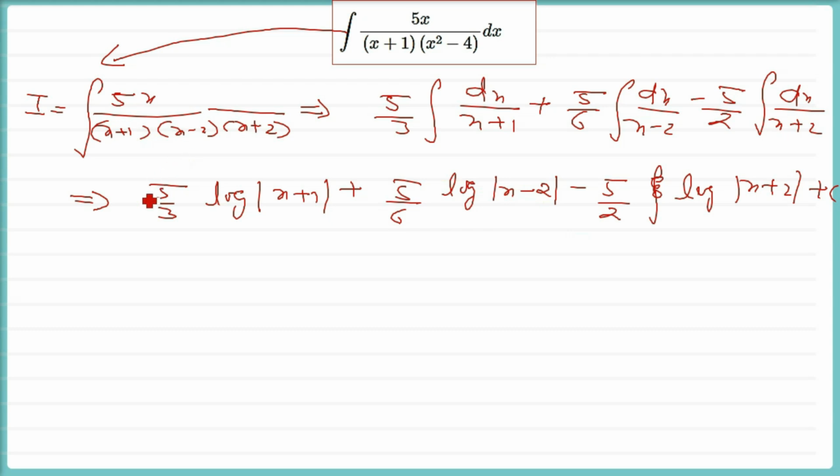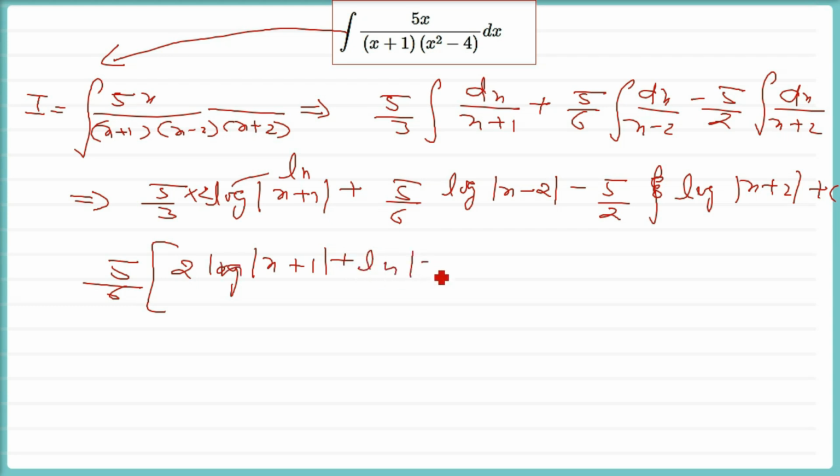Now you can make it easier because you see 5 by 3, 5 by 6, 5 by 2. We have 5, 3, 6, 2, so you can have a proper HCF. You can take the constant 5 by 6 outside, and 2 will remain inside. So 2 log modulus of x plus 1 will be the first term, you can write ln also. The second will be ln modulus of x minus 2. Now if you take 5 by 6, you have to multiply this with 3. So this will become minus 3 ln modulus of x plus 2 plus constant of integration.